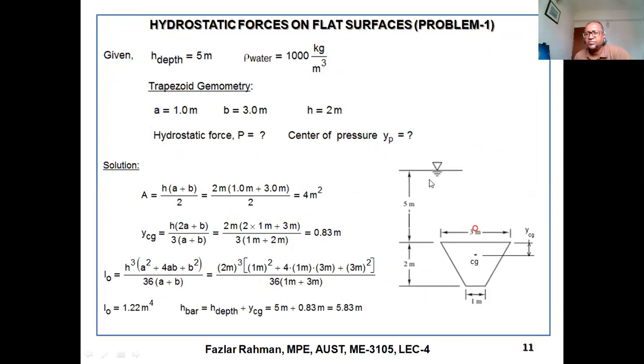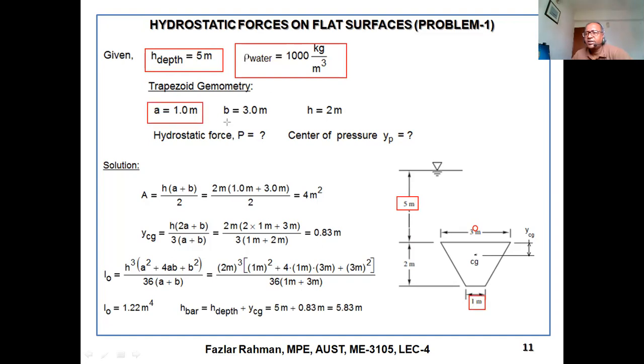At first, you will say given. What is given? Depth of the top surface is 5 meters. That is mentioned over here. Density of fluid, water, is 1000 kg per meter cube. Then in the formula, A is the smaller length, A equal to 1 meter. You say the geometry of the trapezoidal plate: smaller arm length, A equal to 1 meter, bigger arm length, B equal to 3 meter. Height of the plate is 2 meter.